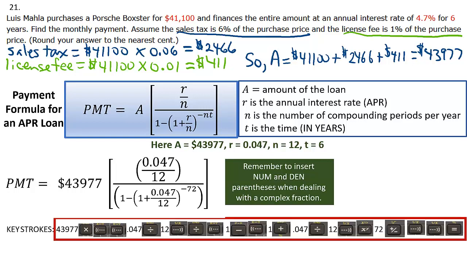Again, I'm not going through this step by step, but those are the keystrokes, and as soon as you press equal to, if you're careful and didn't make any mistakes, you'll find out that the monthly payment is $102.14.